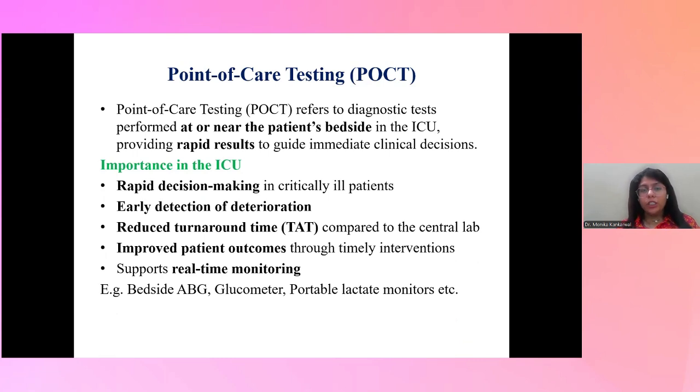Early detection of deterioration is another reason point of care testing is important in the ICU setting. It reduces turnaround time compared to the central lab, because for the central lab we have to send the sample and then wait for the result. But with point of care testing, we can get the reports in our hand then and there itself. So it saves time, and that saves the patient's life. It supports real-time monitoring, helping monitor trends, and it also improves patient outcome through timely intervention. That is why it is important to have point of care testing in the ICU setting.